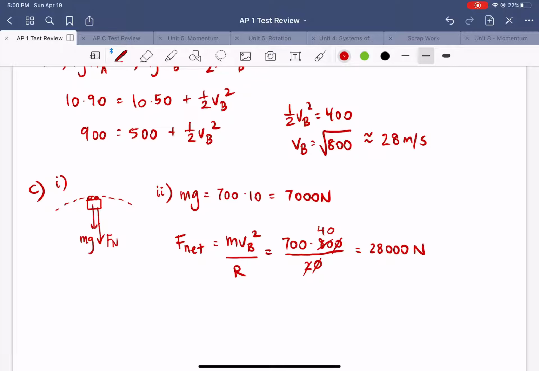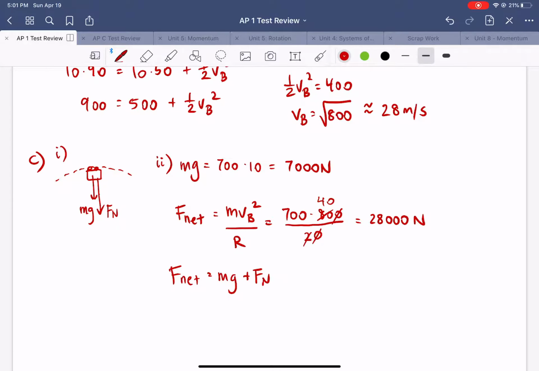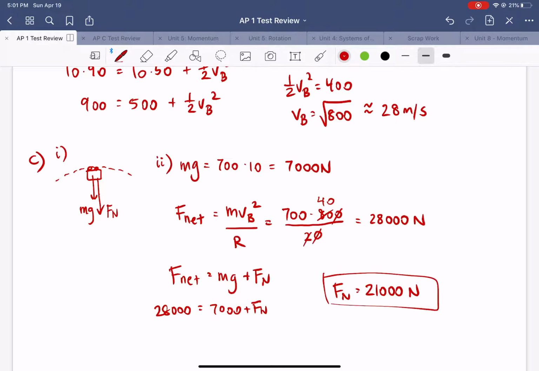We have 7,000 newtons from the gravitational force, so the normal force must be whatever is left over. So the net force is equal to mg plus the normal force, since they both point in the same direction. So 28,000 equals 7,000 plus the normal force. That gives us a normal force of 21,000 newtons. So those are the two forces. All right, so that's pretty much all of the calculation that there is for this problem.